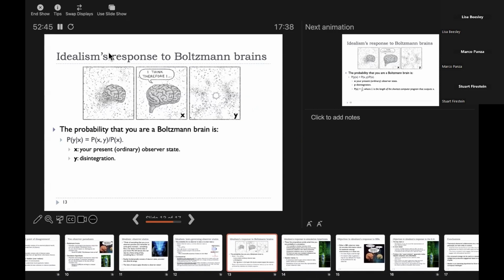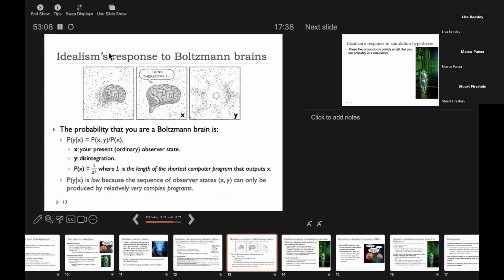So on the left, that's the Boltzmann brain forming out of this random fluctuation. And there's the Boltzmann brain in the middle, thinking a philosophical thought, and then boom, it disintegrates. So X is that in-between state where things seem normal. Y is the disintegration state. And so what do we get? Well, remember what P of X means. And so what we're going to get is a very low conditional probability, P of Y given X, low because the sequence of observer states X, Y can only be produced by relatively very complex programs.